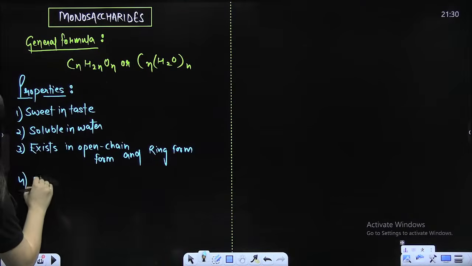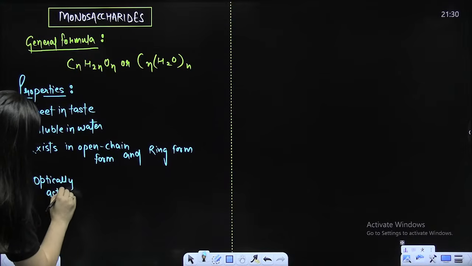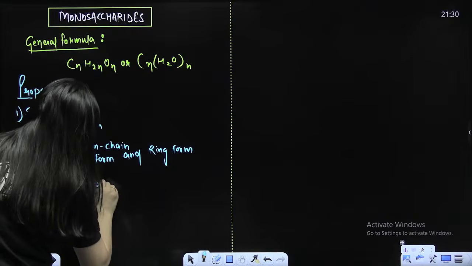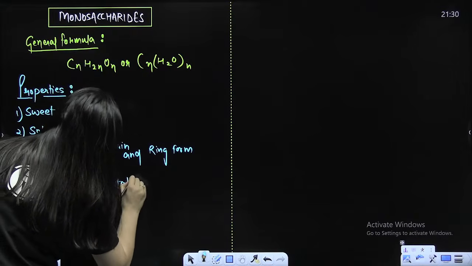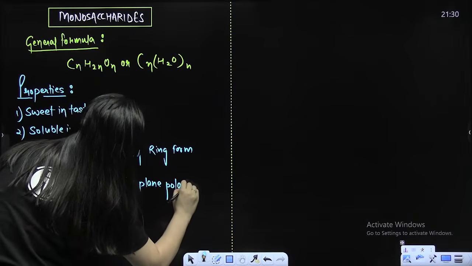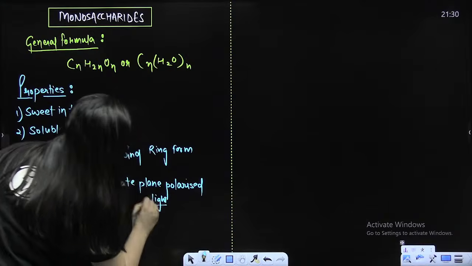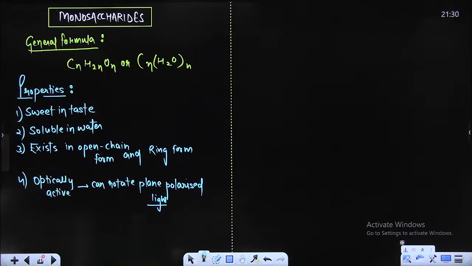They are optically active. Optically active means they can rotate plane polarized light. Don't worry, I will discuss each and everything, the meaning of plane polarized light. Right now, you just write down. So they are optically active. They can rotate plane polarized light.